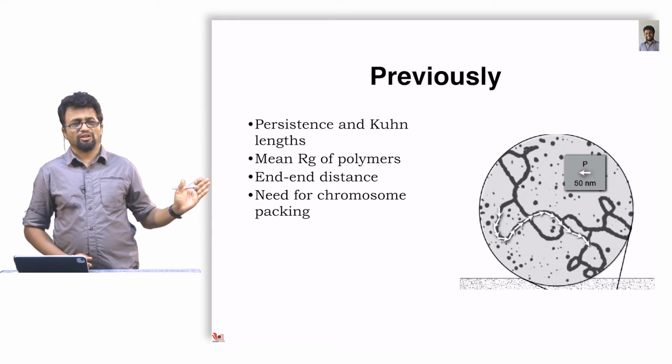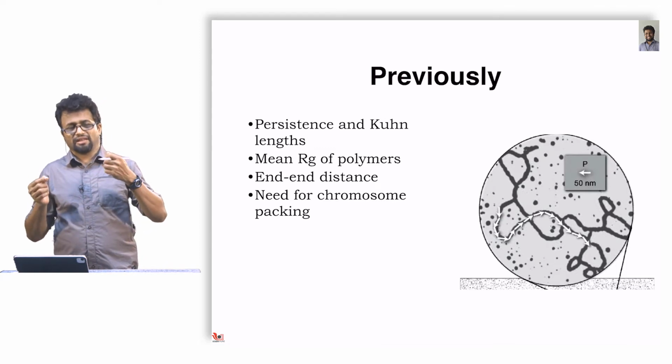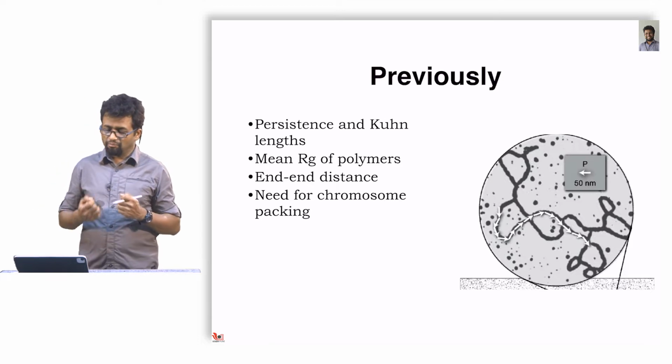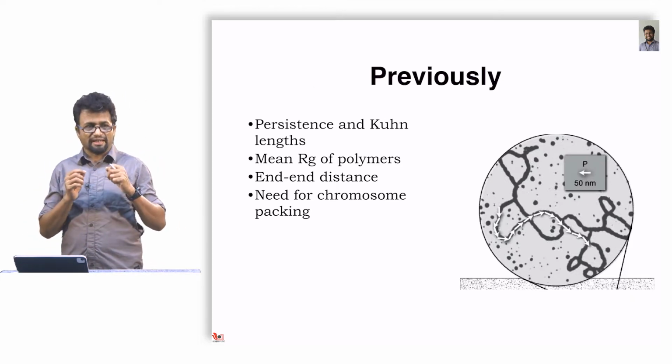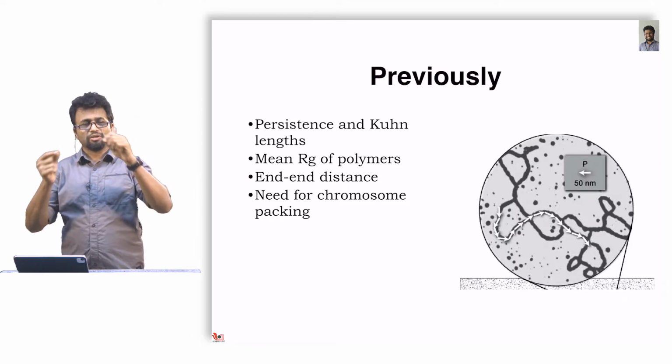We also talked about end-to-end distance and the fact that the same theory that allows us to calculate radius of gyration also allows us to estimate numbers that can be put onto the DNA fiber, for example, and what is the expected position of the two ends of a linear filament or linear polymer.